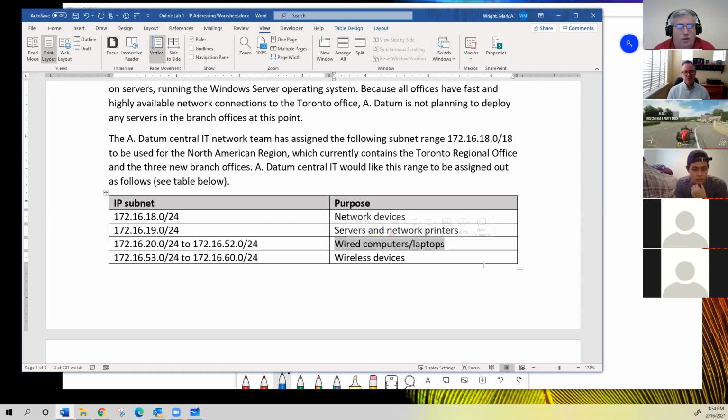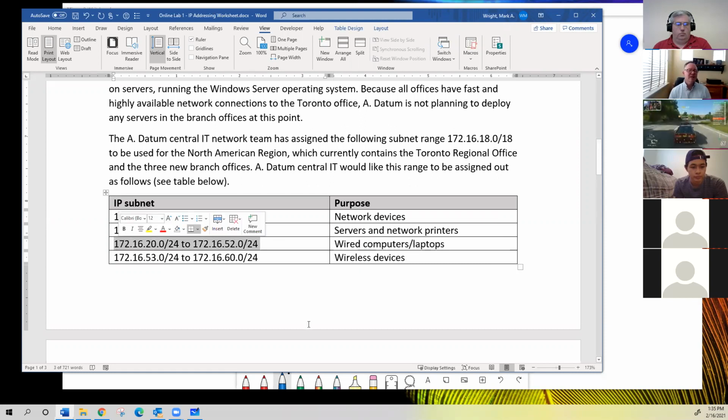Sorry, what was the question? So for wired computers in Houston, Portland, and Mexico City, all three of them are using this range right here. Some subnet within this range, 172.16.20.0 through 172.16.52.